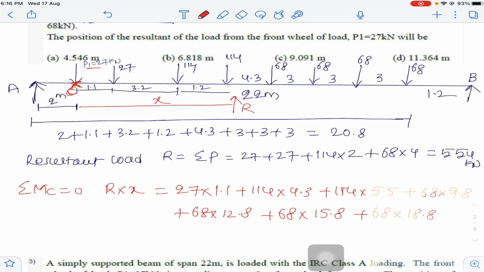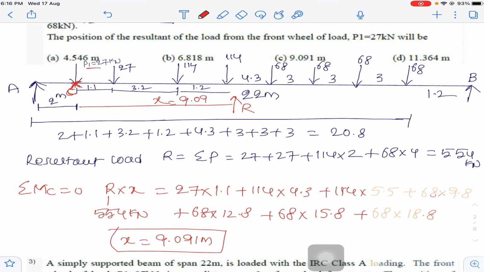So these are all the distances. I'll explain here. 27 into 1.1, 114 into this perpendicular distance, 114 into this perpendicular distance. Like this you need to multiply, you need to take moment about point C. So by placing R equal to 554 kilonewton, you will get X as 9.091 meters. Okay, so this X is equal to 9.091 meters. Clear?